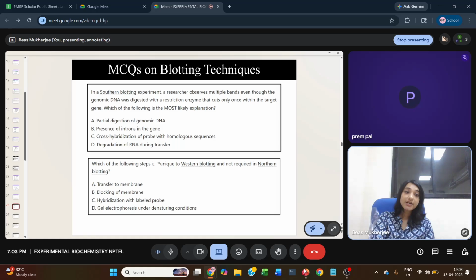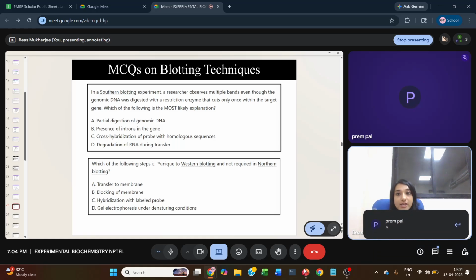So there can be partial digestion of the genomic DNA, presence of introns in the gene, cross-hybridization of the probe with the homologous sequence, and degradation of the RNA during transfer. Genomic DNA was digested. So genomic DNA means that there is no RNA, right? It's DNA only. And they are saying that it was cut only once within the target gene, but then multiple bands are there. So what is going on? A, partial digestion. Okay.